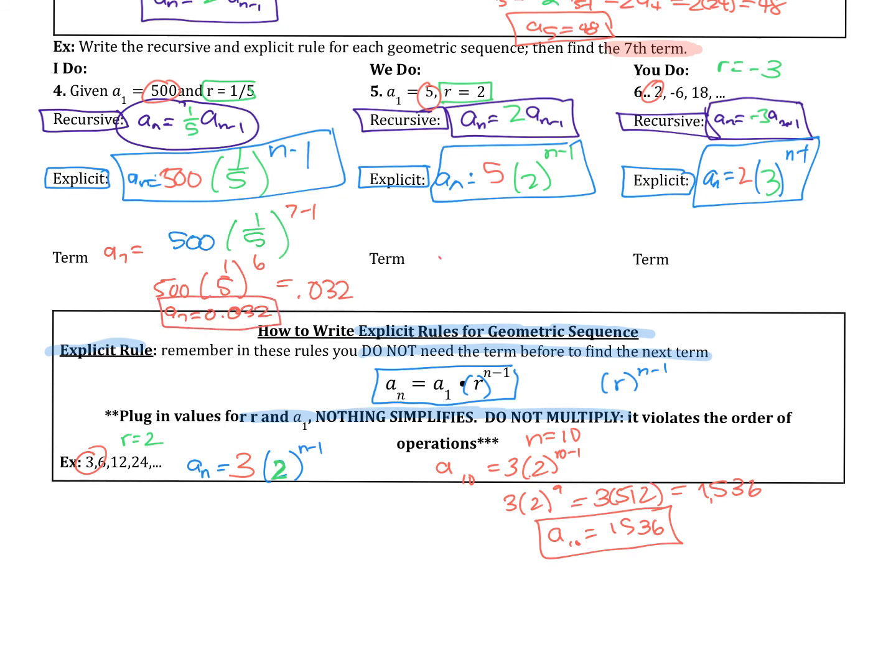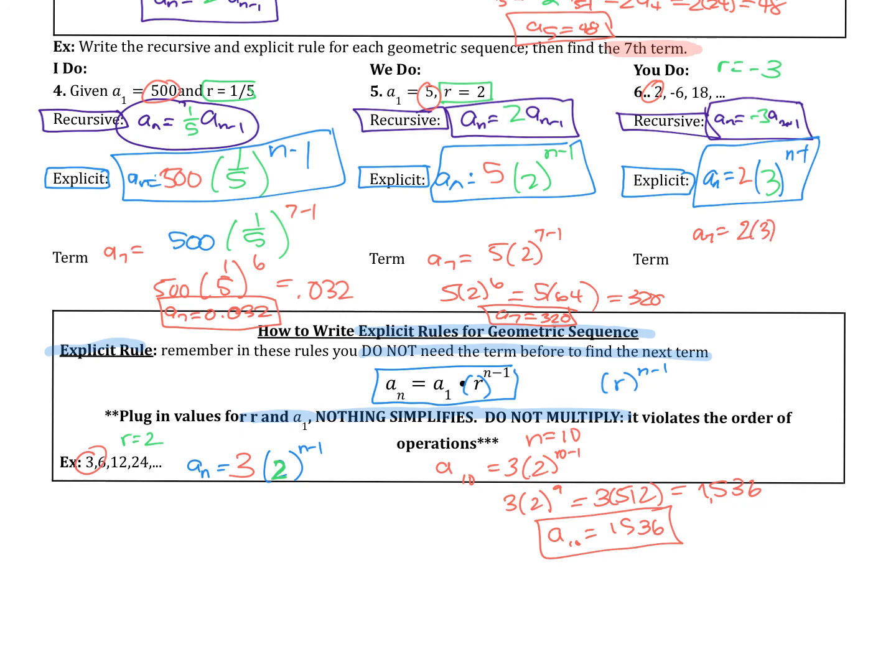So we would say a sub 7 equals 0.032. For number 5, a sub 7 is going to equal 5 times 2 to the 7 minus 1, which is 5 times 2 to the 6th. 2 to the 6th is 64, so 5 times 64, which is 320. So a sub 7 would be 320. Go ahead and pause the video and work through number 6 on your own, finding the 7th term.